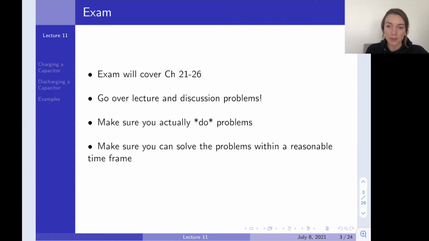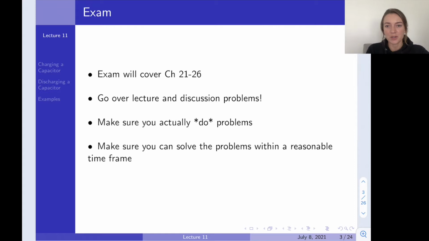So like I said, it will cover chapters 21 through 26. The most important thing to do is go over lecture and discussion problems. So make sure that you are familiar with and know how to do all of the problems that we did in lecture. And then once you're comfortable with those, then go on to discussion problems. And make sure you can actually do the problems.